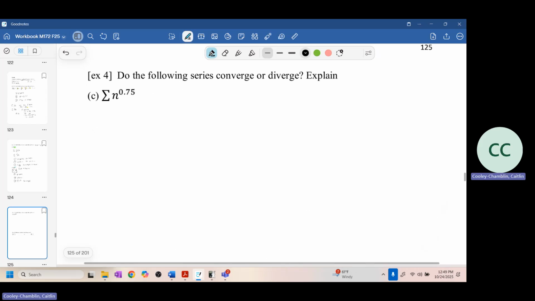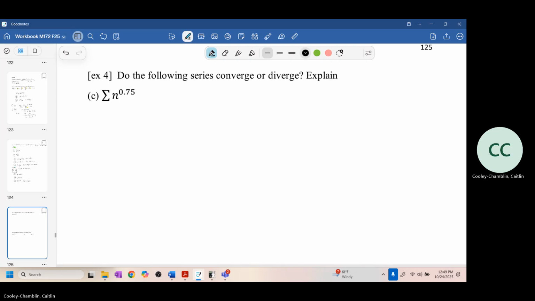So example 4 continues. Do the following series converge or diverge? Explain. Okay, we have n raised to the 0.75 power. So people normally like to start off here and go, hey, your p is 0.75. It is not, because it is positive in the numerator. So we need to rewrite this. This is the summation of 1 over n to the negative 0.75.